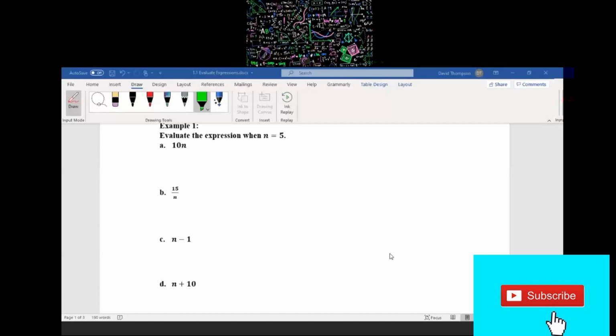Example 1. Evaluate each expression when n equals 5. So essentially what that means is we're going to substitute a 5 wherever we see an n. So we're going to do 10 parentheses 5. We use parentheses to indicate substitution, and 10 times 5 is 50.